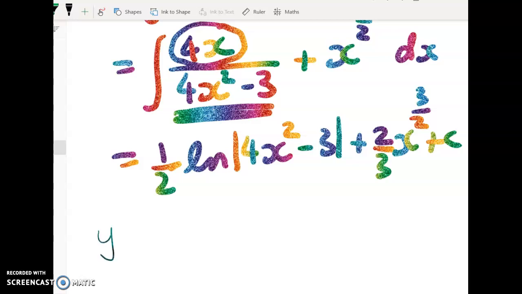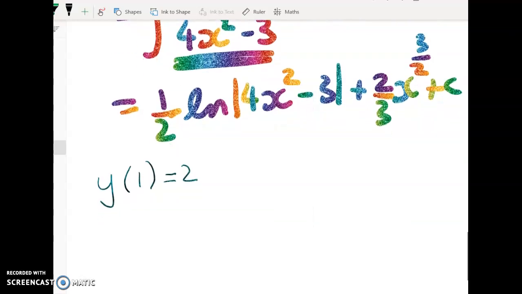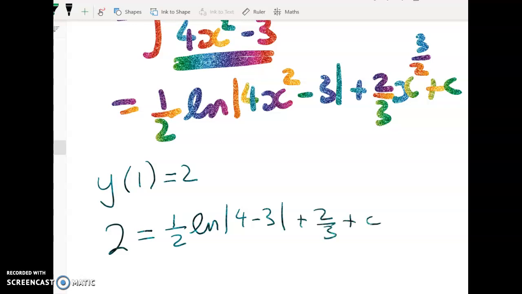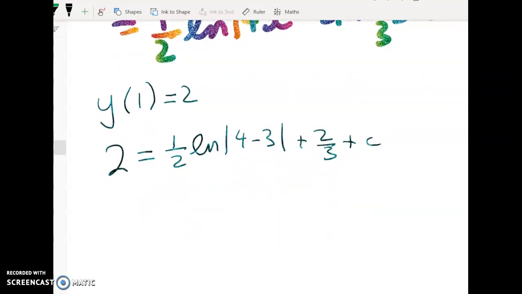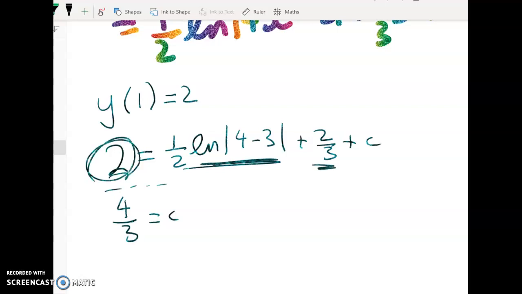Well, I know that y of, what did we get given? Y of 1 is equal to 2. So I'm going to substitute in x equals 1. So 2 is equal to 1/2 log of 4 times 1 squared, so 4 minus 3, plus 2/3 plus c. Now the natural log of 1 is 0, so we get 4/3 is equal to c. Right, so this is 0, this is 6/3, this is 2/3.